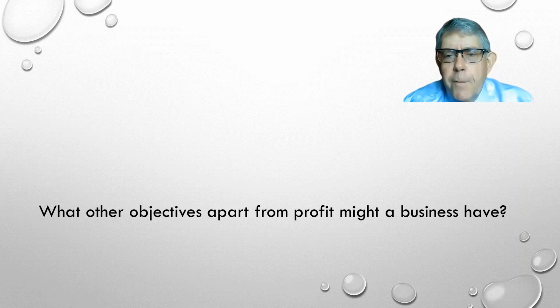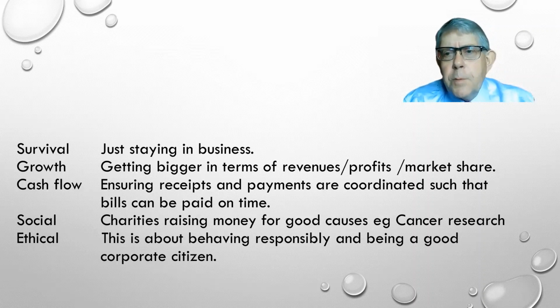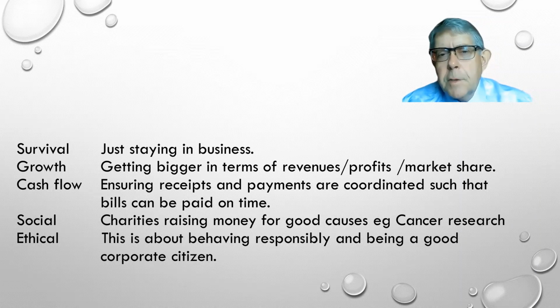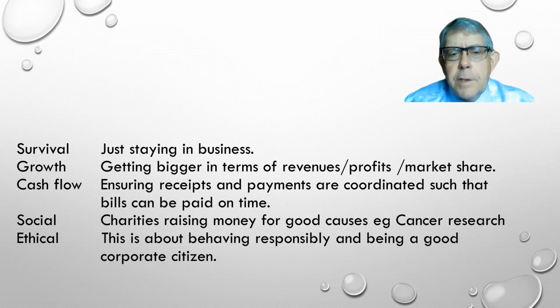What other objectives apart from profit might a business have? Well, firstly, the biggest one is survival. That's just staying in business. This has been particularly the case during the pandemic. Growth. That simply means getting bigger in terms of revenues or profits or market share. Cash flow, ensuring receipts and payments are coordinated such that bills can be paid on time, a very important objective for all businesses. Social, this is where charities raise money for good causes, for example, cancer research. And then ethical reasons, this is about behaving responsibly and being a good corporate citizen.